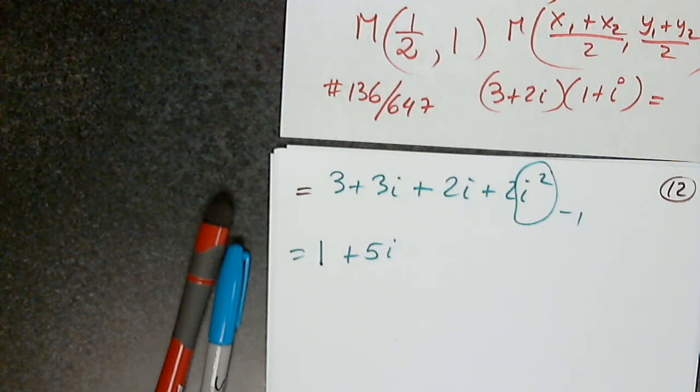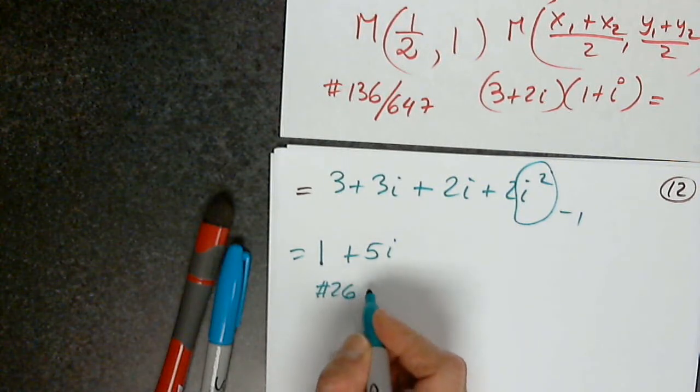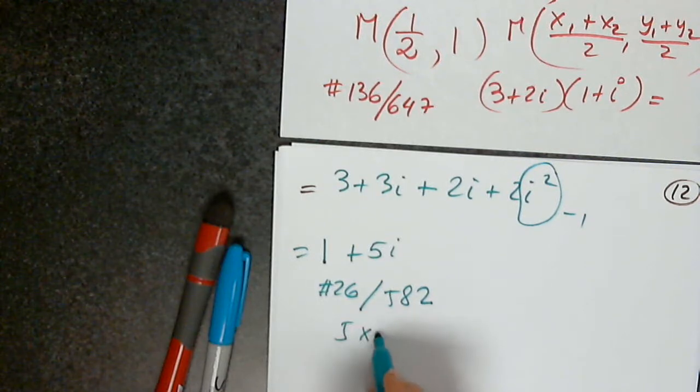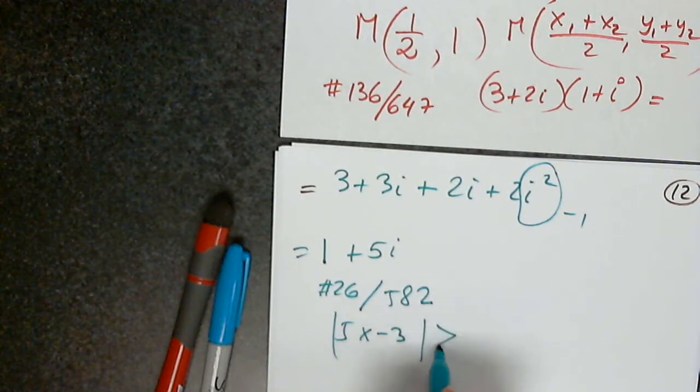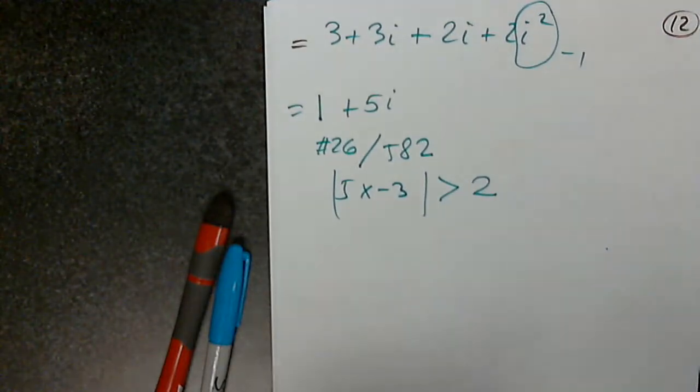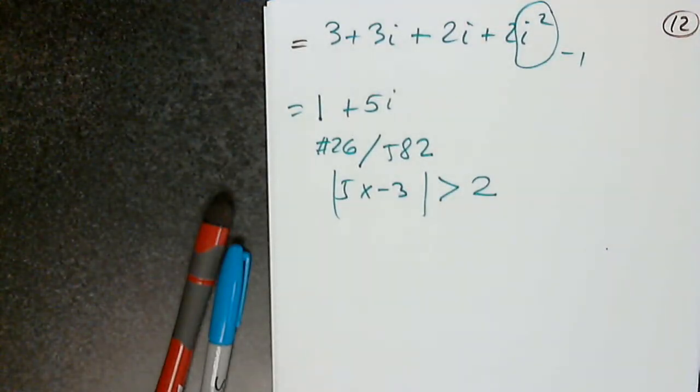Let's look at the absolute value inequality. Problem 26 on page 582. 5x minus 3 in absolute value greater than 2. Let's think about this for 1 minute.